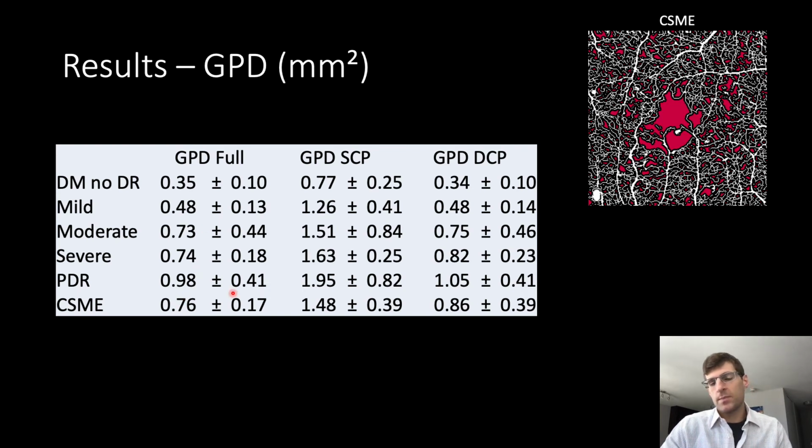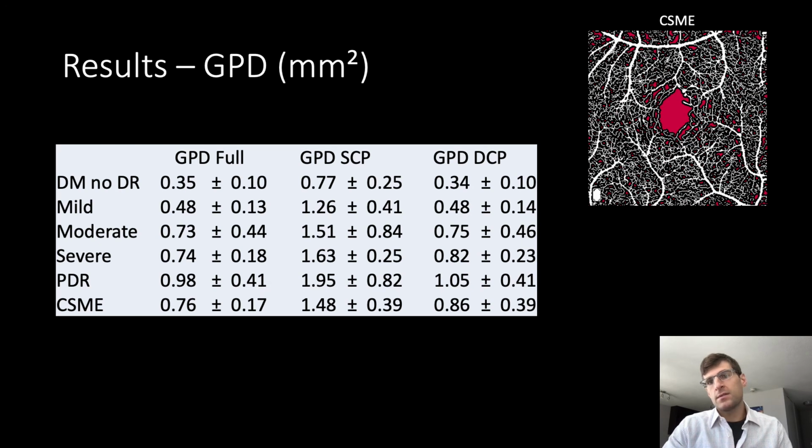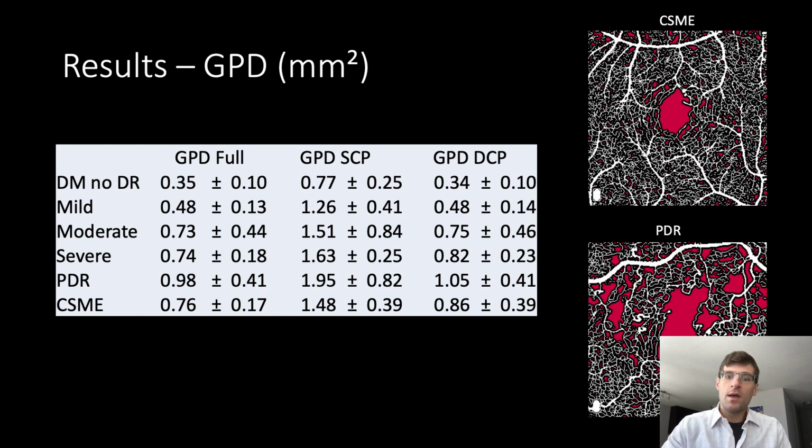We think this is because we included patients regardless of their DR status, whether they have moderate NPDR versus PDR. If they had clinically significant macular edema, they got put in this group. So here's a more severe case. Here's a less severe case. You can see there's less red there. We can compare it to PDR, which usually is a lot more red and a lot more GPD.